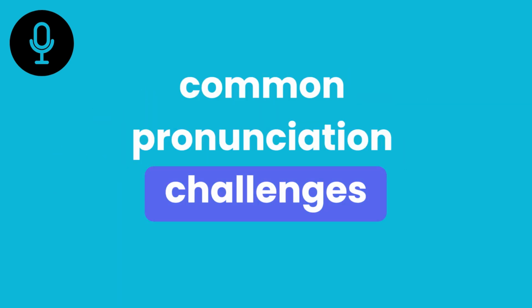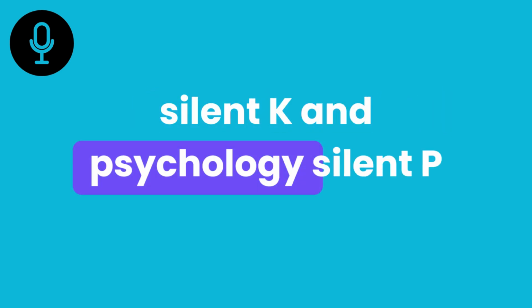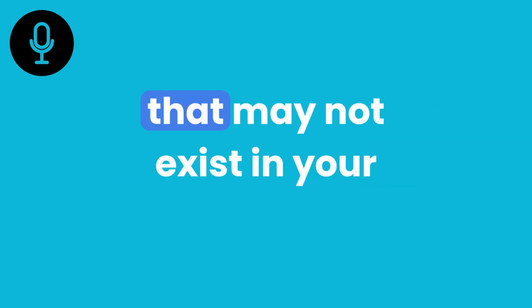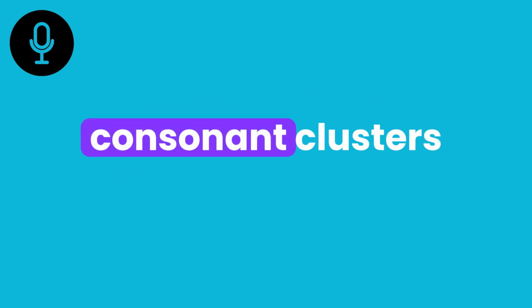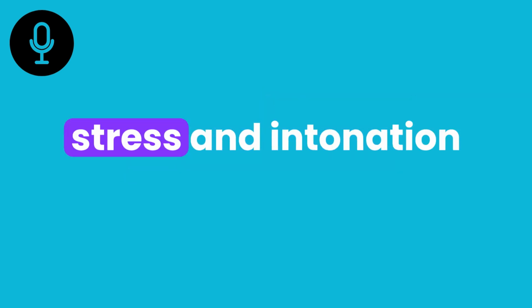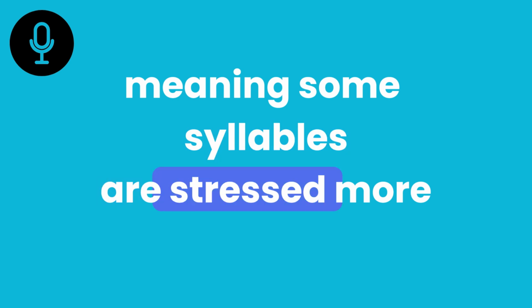Common pronunciation challenges: silent letters, words like night, silent K, and psychology, silent P, vowel sounds. English has many vowel sounds that may not exist in your native language. Consonant clusters, words like strengths, can be difficult to pronounce. Stress and intonation. English is a stress-timed language, meaning some syllables are stressed more than others.